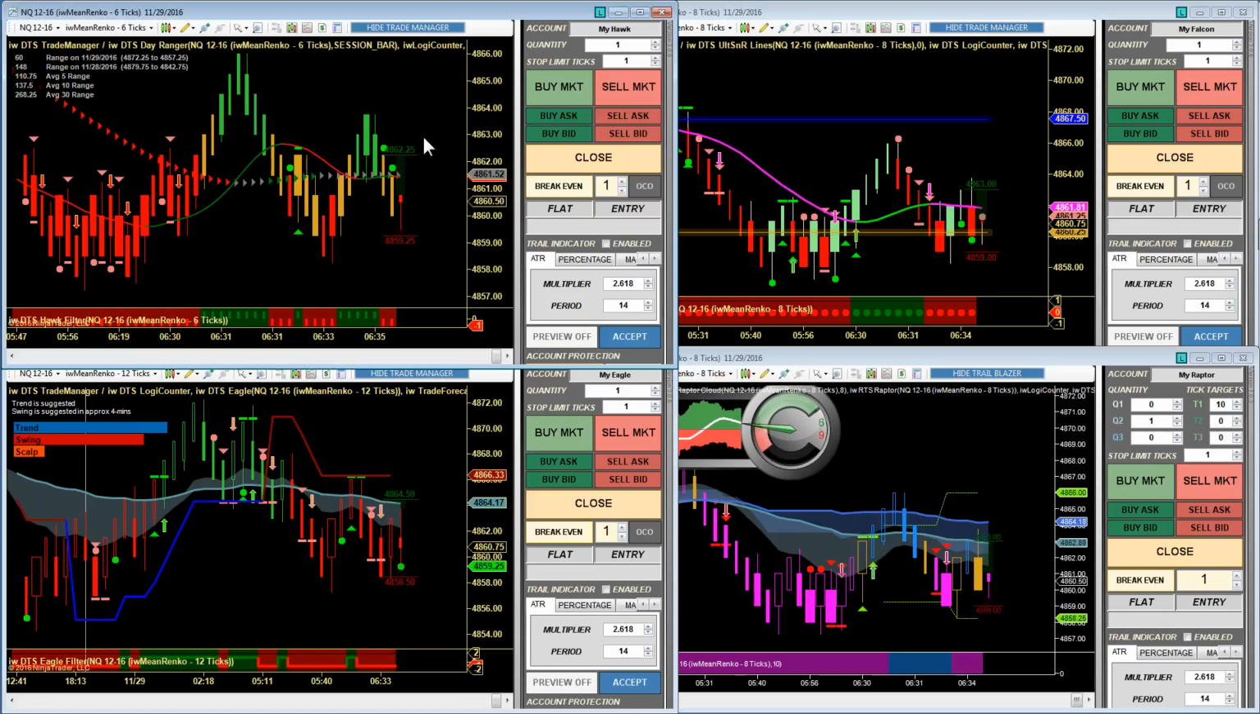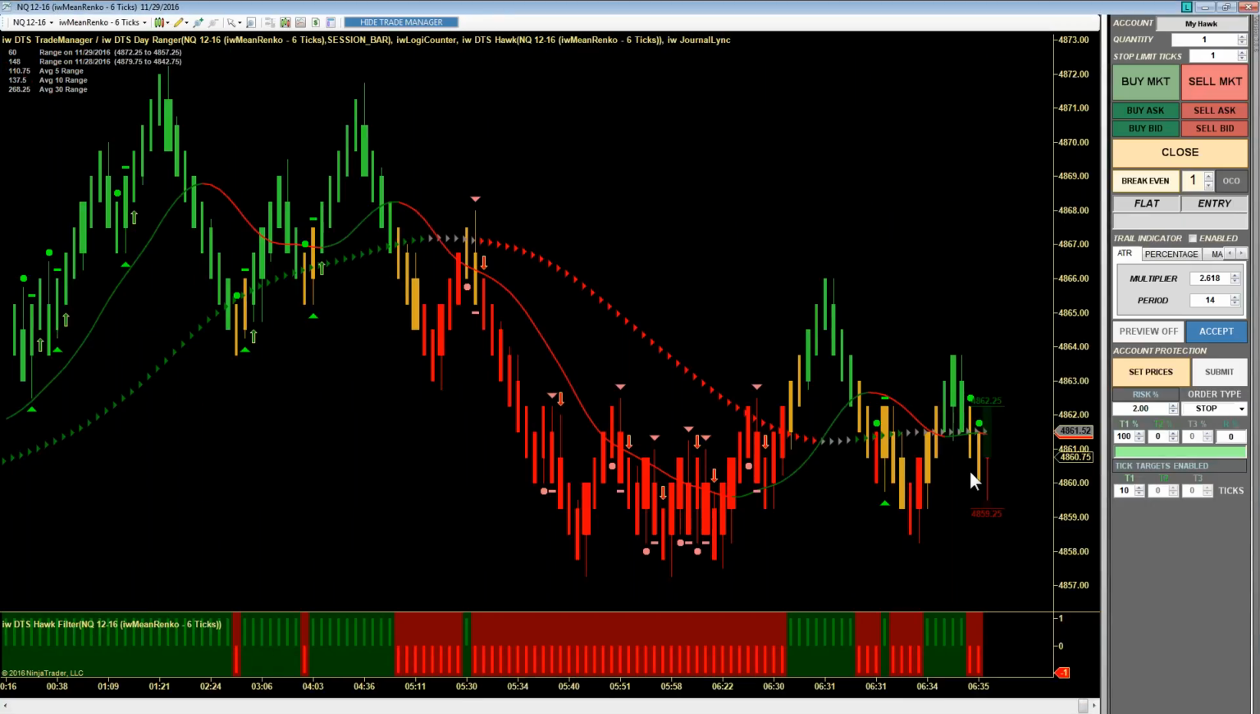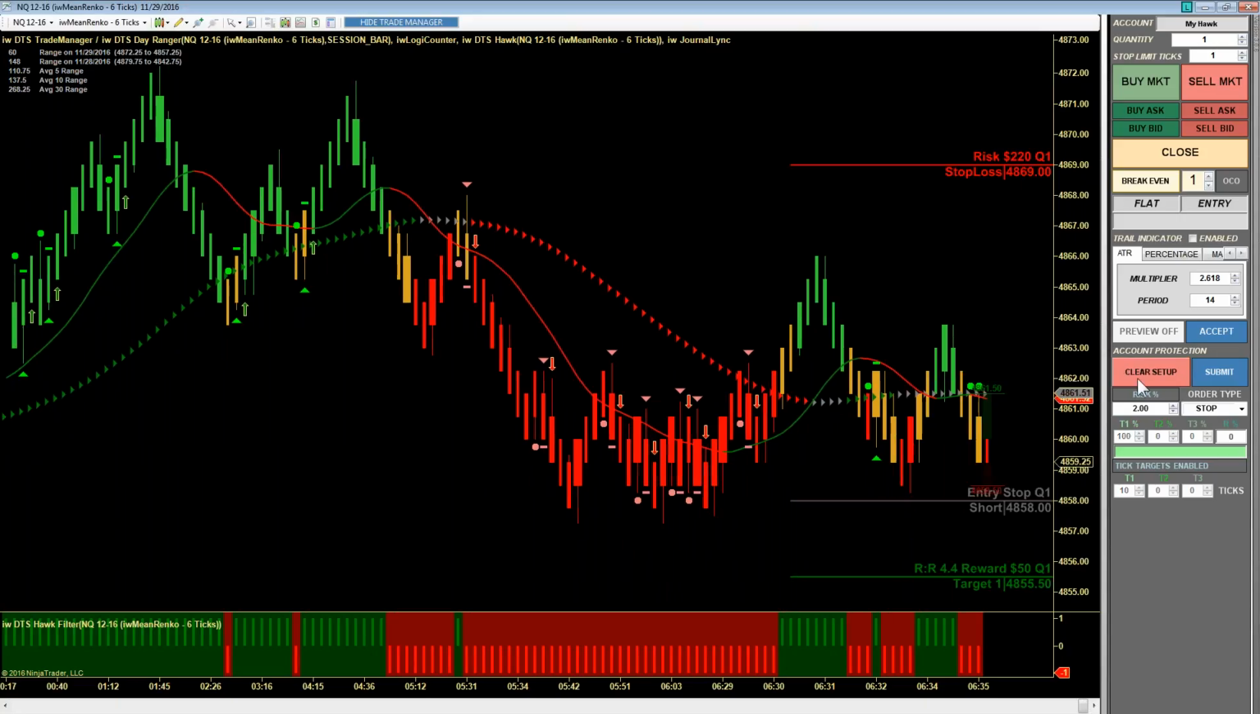We can even look at the Hawk. We've got a red bar buy signal here. The red bar buy signal is a signal that occurs near the end of the trend. And let me see if I can get this trade on. There we go.